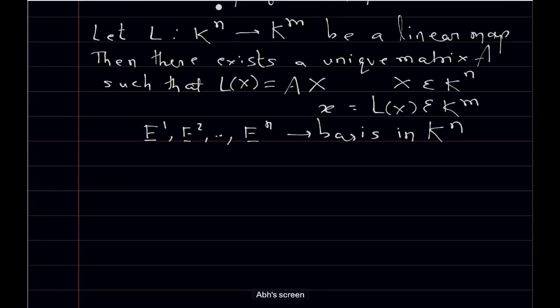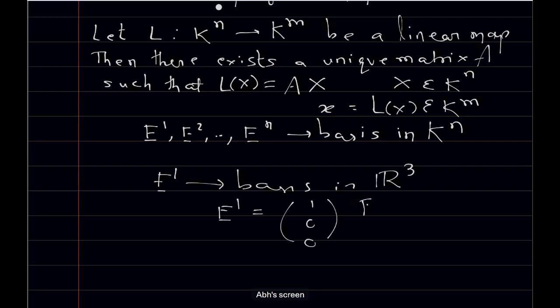And what is E1? E1 is a basis vector in Kn. For example, if I write E1 as a basis vector in R3, then E1 can be 1 0 0, and E2 will be 0 1 0, and so on. So there will be up to E3 in R3, and if you have taken Kn, then there will be n basis vectors. Okay, this is clear.